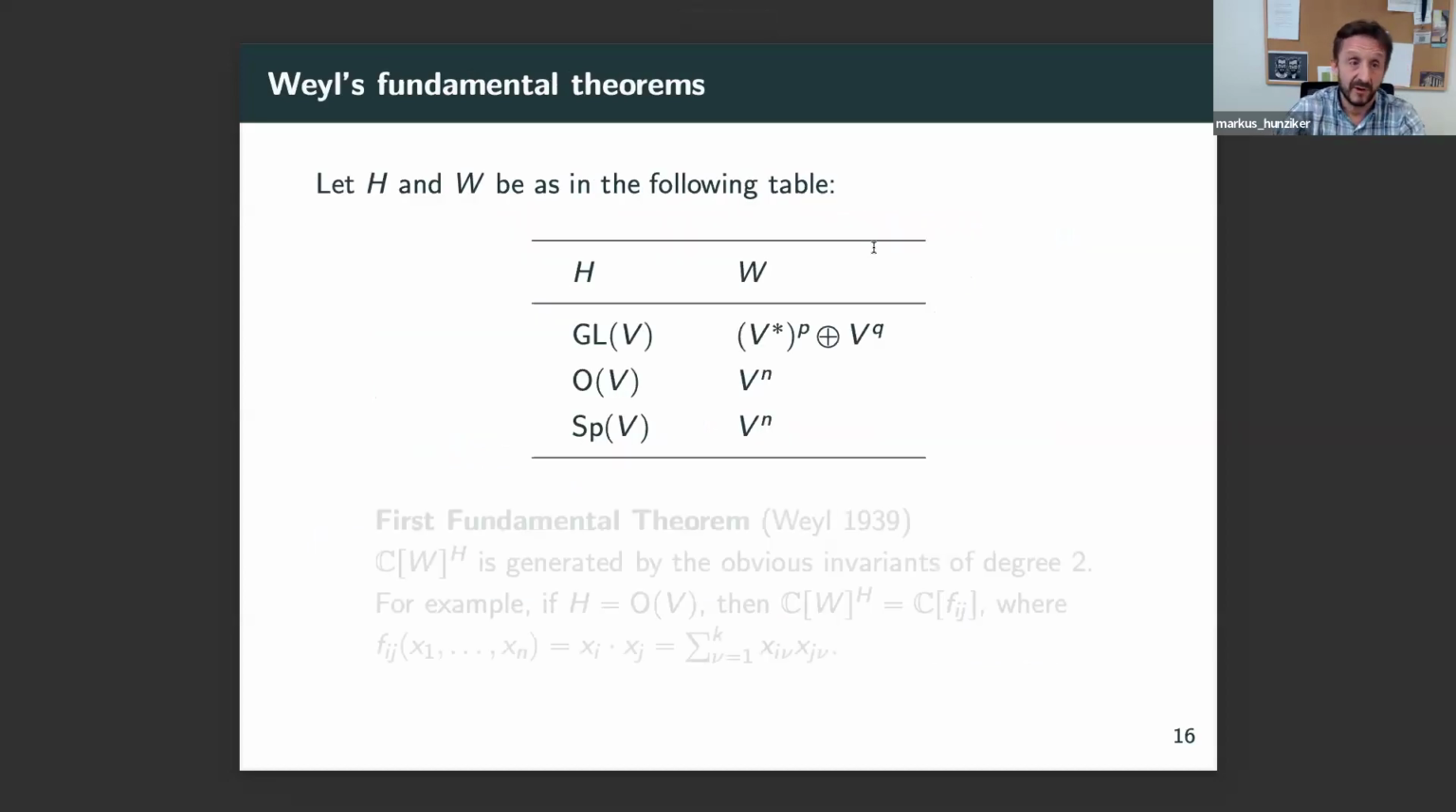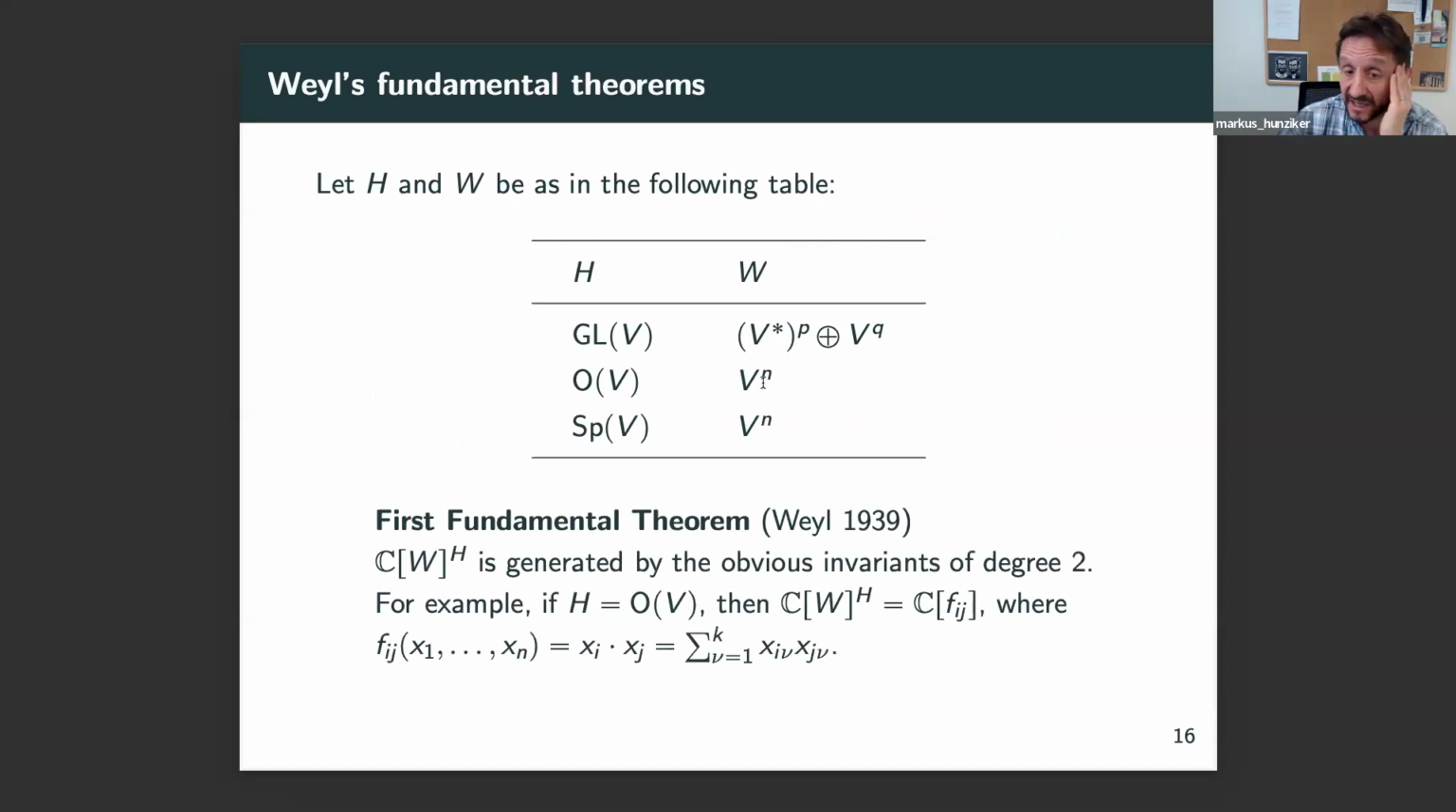So in the following, I now will look at a special case of this situation where H is one of these 3 classical groups, and W is a bunch of copies of duals of V and V. In the orthogonal and the symplectic case, the dual is isomorphic to V. So I can just look at a bunch of copies of V.